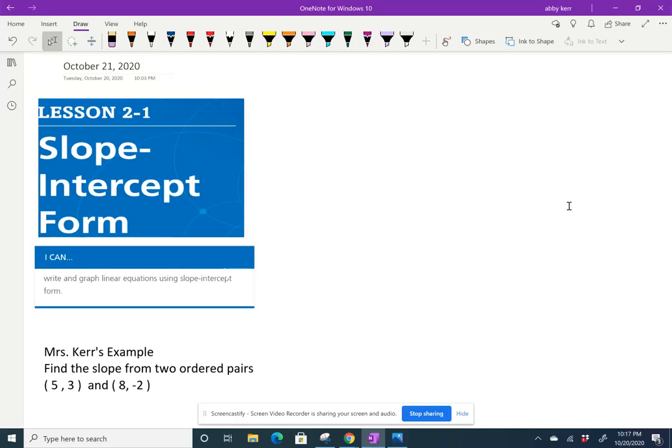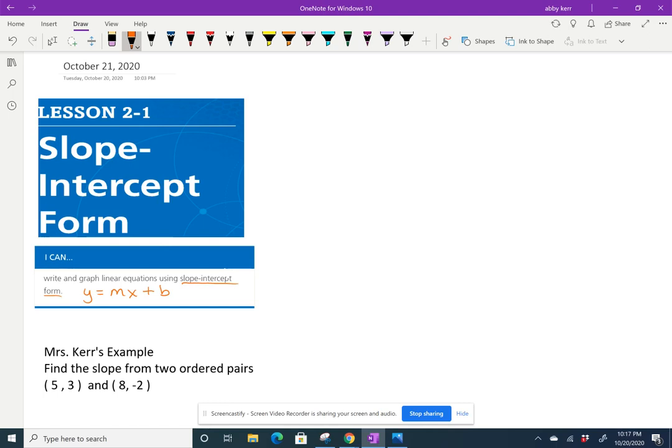In today's lesson, we are going to go over 2-1 slope-intercept form. The learning target for this topic is I can write and graph linear equations using slope-intercept form. Now, if you recall from middle school, slope-intercept form is a vocab. It is really y equals mx plus b.